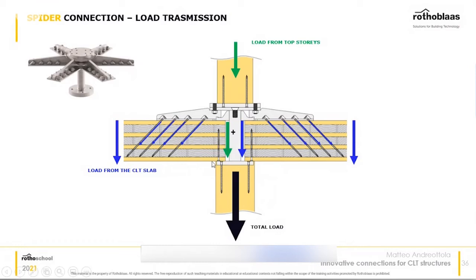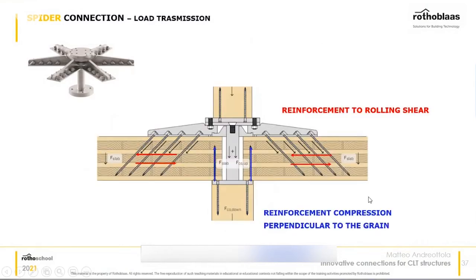And moreover, the issue here with punching shear in timber is the rolling shear. Basically, punching shear means that you have rolling shear in the layers of the CLT panels. So what these inclined screws do at the same time is to increase the resistance and avoid a failure for punching shear. So the resistance is very high. You see here the reinforcement for the punching shear, and as well the reinforcement for the compression perpendicular to the grain here.